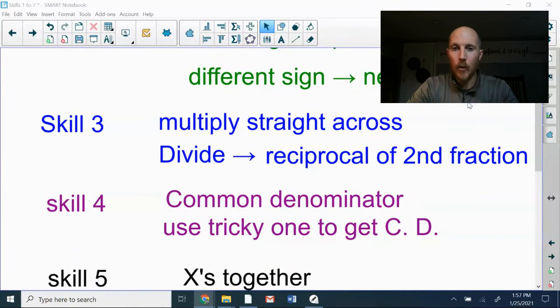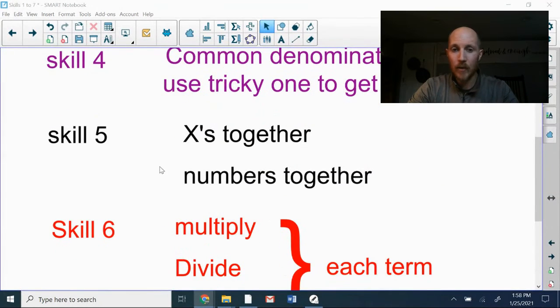Skill 3, we're going to multiply straight across. This is multiplying fractions, multiply straight across. If you're dividing, we'll need to do the reciprocal of the second fraction first. Skill number 4, adding and subtracting fractions. We need to get a common denominator. And you will need to use a tricky one to get a common denominator if there is not already one there.